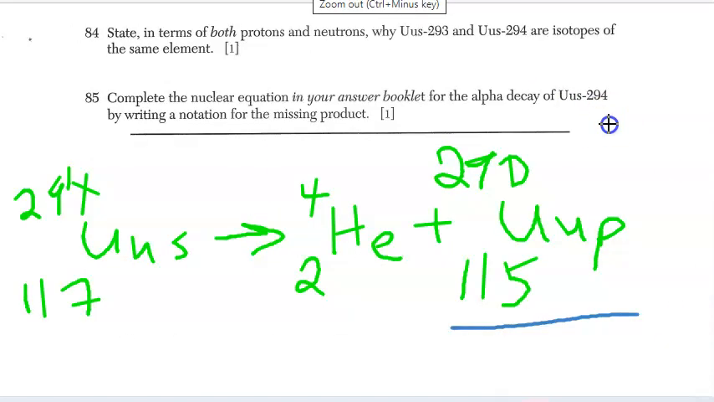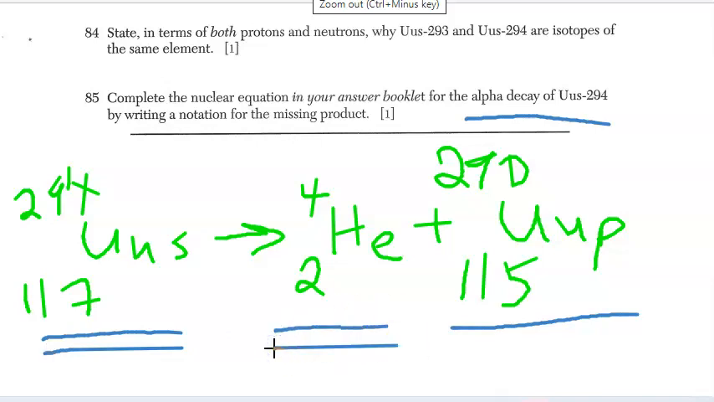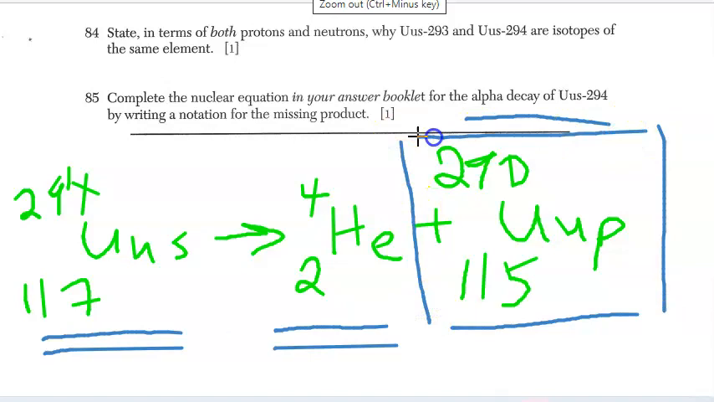You're given the equation for the alpha decay as follows. You're given the UUS with the 294 and the 117 written on the answer booklet. You're given the helium nucleus, which is your alpha particle, of 4 and 2, and then you're filling in what I already filled in here for the missing product. Let's just go over it.